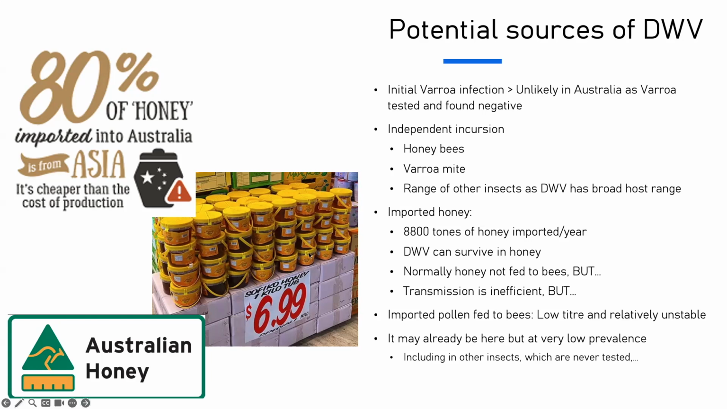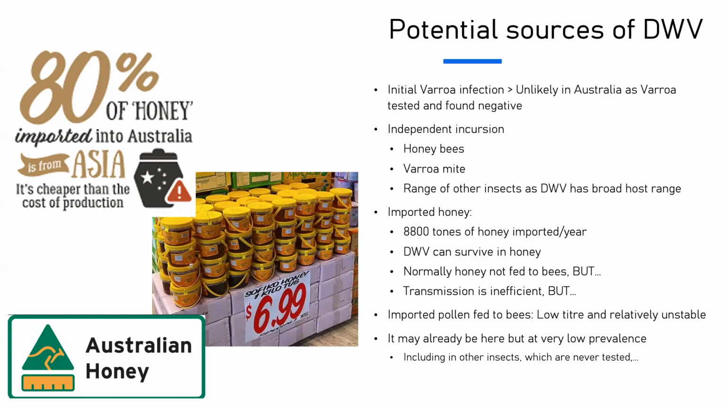I was wondering whether actually the Deformed Wing Virus can be transmitted by honey. And so I did quite an extensive literature search on that and found that, yes, imported honey can contain the Deformed Wing Virus, and the Deformed Wing Virus can survive at least for some time in honey. And feeding infected honey to bees will, at a very low incidence, transmit the Deformed Wing Virus to honeybees.